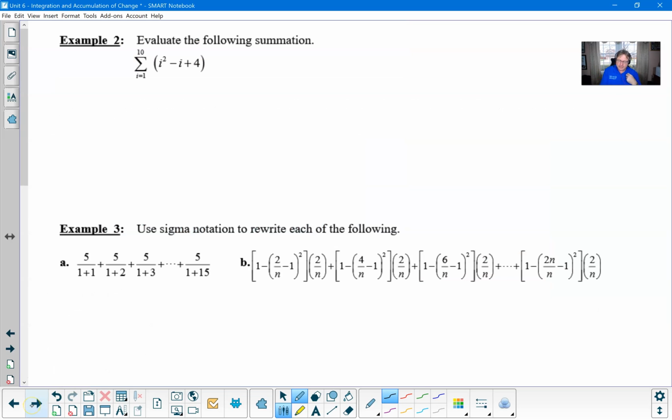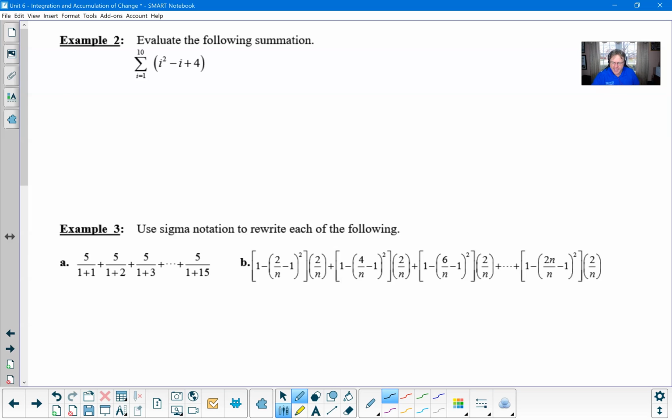Let's go ahead and take a look at another example here. Number 2, evaluate the following summation. Now, this is what I talked about here a moment ago. The summation runs from 1 to 10, which is kind of in that zone where do we really want to plug in the numbers and figure out what this is, or maybe we want to rely on those wonderful formulas or those properties that we just saw.